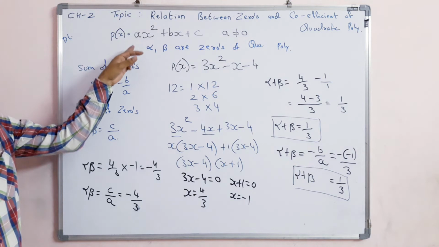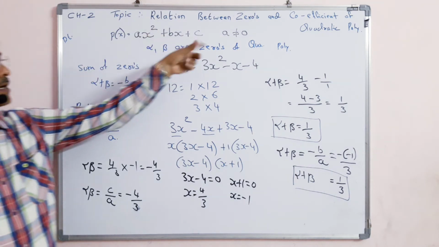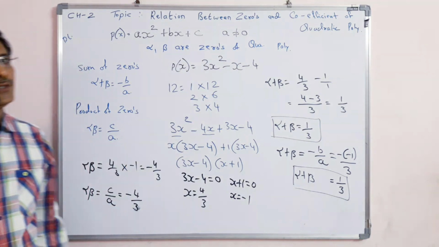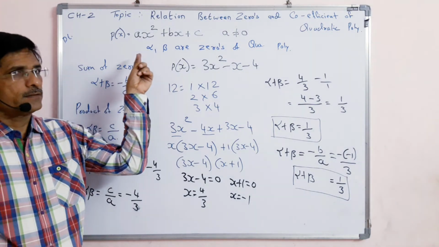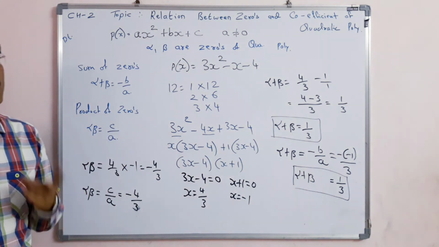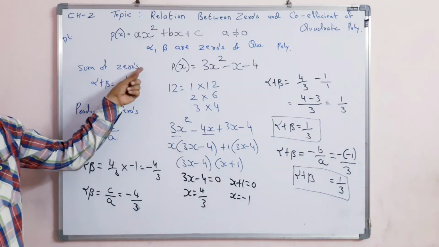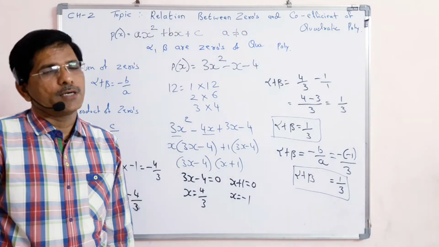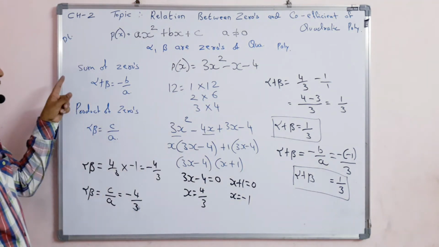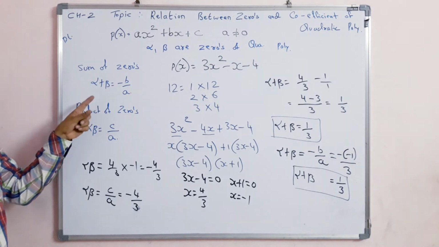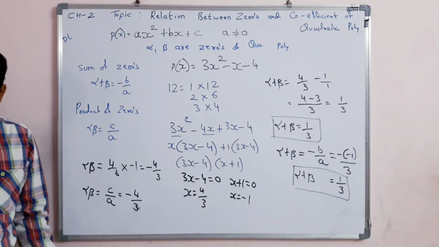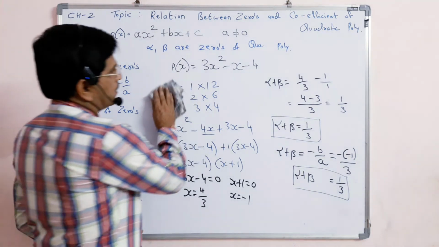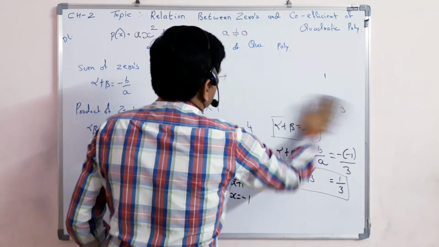The standard form is ax square plus bx plus c, where again a is not equal to 0. If a is equal to 0, then we cannot say it's a quadratic polynomial. And we know that a quadratic polynomial has at most 2 zeros. So alpha and beta are the zeros of the quadratic polynomial. Again, the sum of zeros formula is alpha plus beta equals minus b by a. Product of zeros, alpha into beta, is c by a. Now we can see some more examples related to this relation.